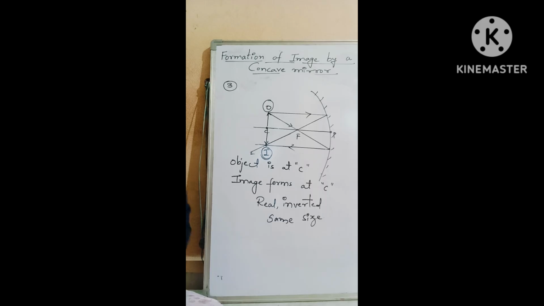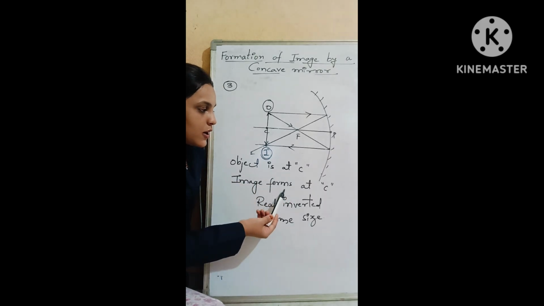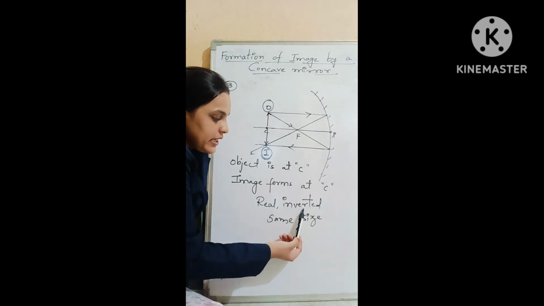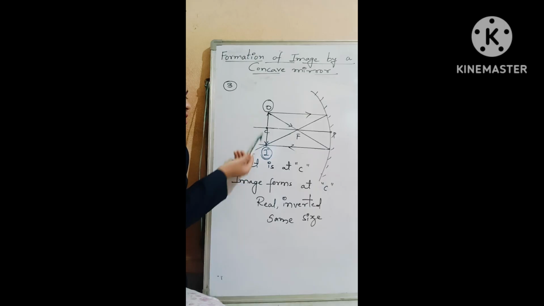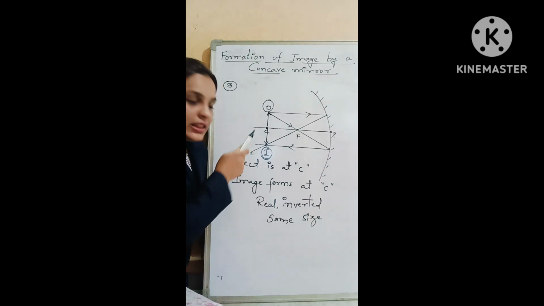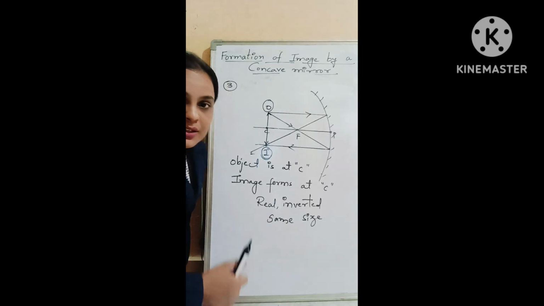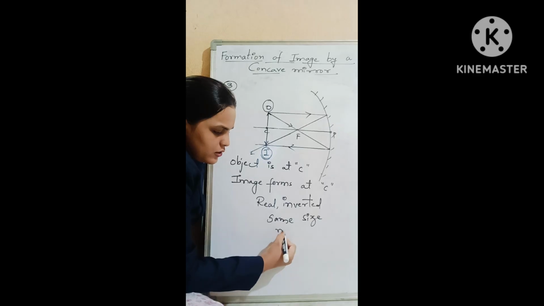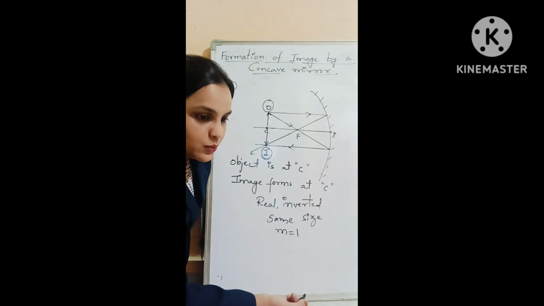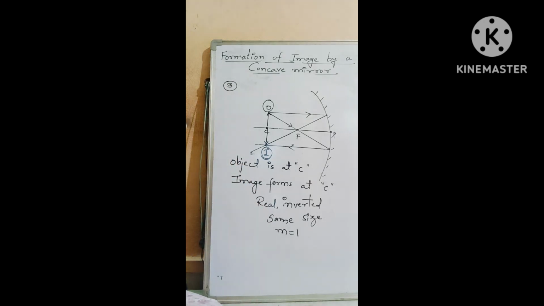So first, what you have to write is the characteristic. The object is placed at center of curvature. Where do we get the image? At center of curvature. You have to write like this. Real, inverted. Now what is the size of the image? You can observe that the size of the object and image are equal. That's why we will write image size is equal or same size. And also you can include magnification, which is nothing but size. M is equal to 1. I told you equal size or same size is nothing but equal to 1. Magnification equal to 1.